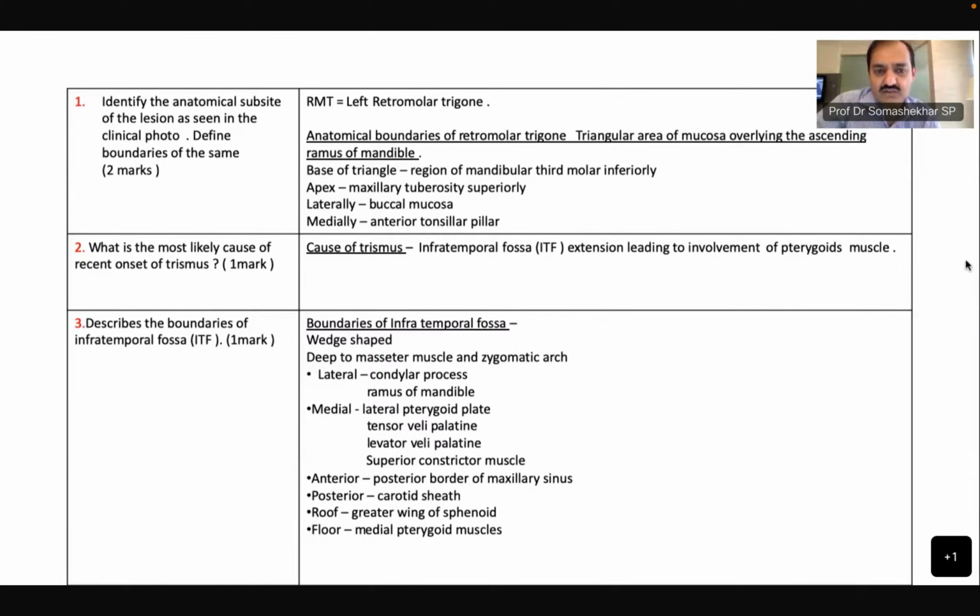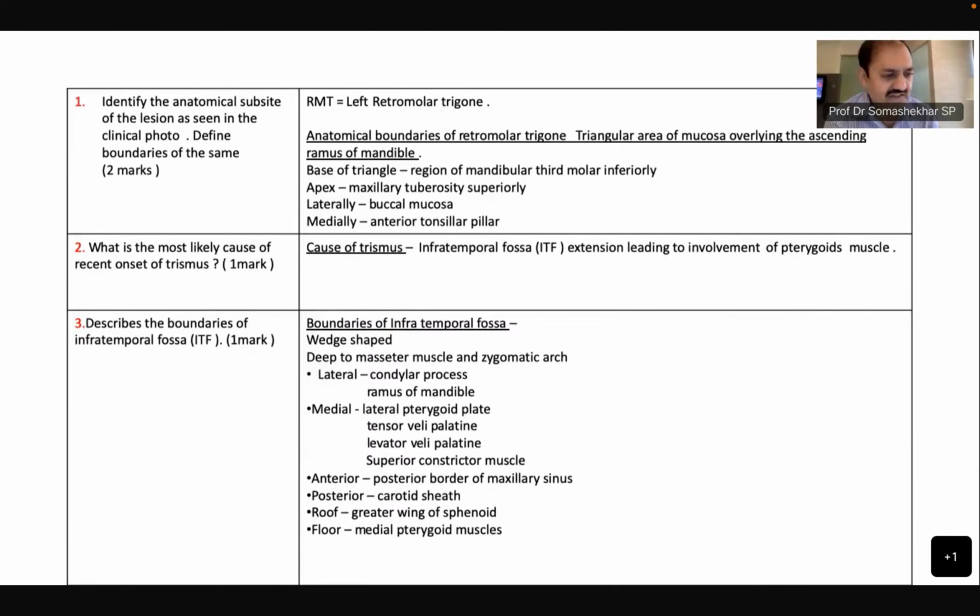What is the most likely cause? Most likely cause of recent-onset trismus in this patient is infratemporal fossa extension and involvement of the pterygoid muscle. Remember, there are only 2 structures in the head and neck with a muscle attached to both jaw bones. Maxilla and upper alveolus is one jaw bone, mandible is the lower jaw bone. One is the buccinator, which is attached to both, and the second is the lateral pterygoid. It is attached to both jaws.